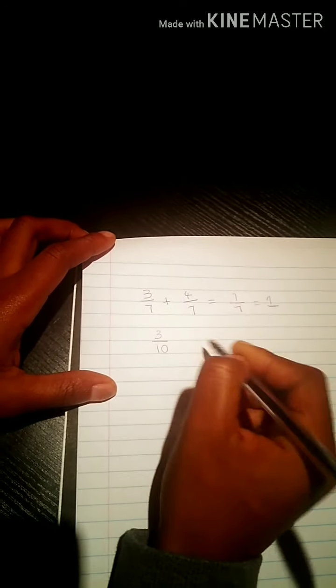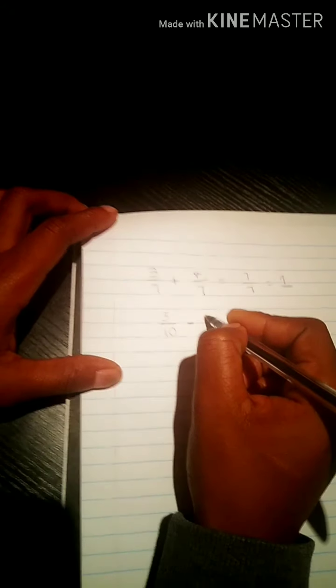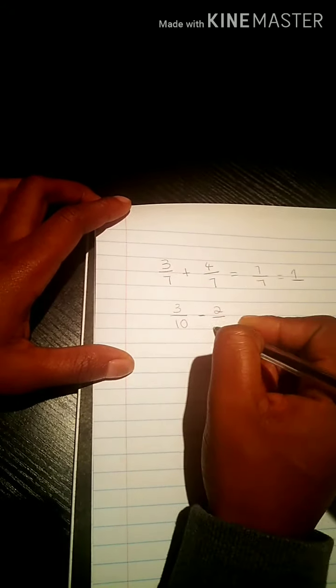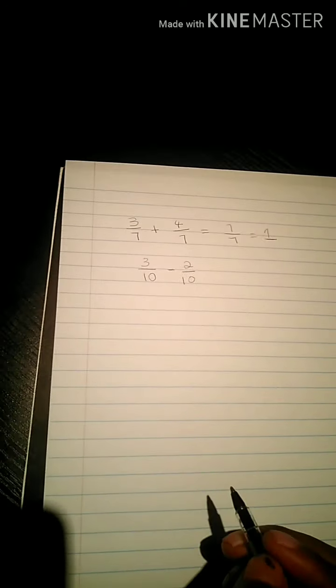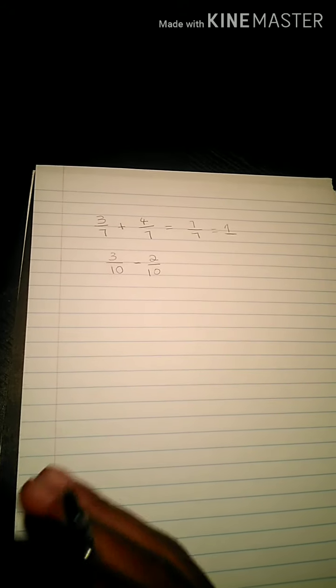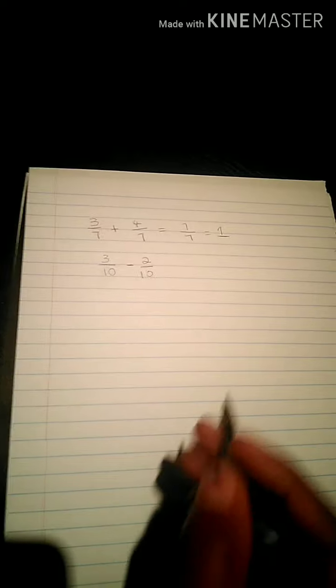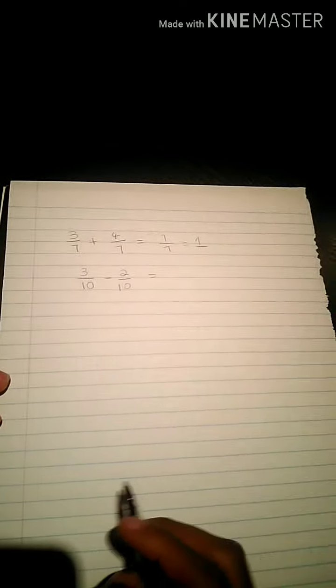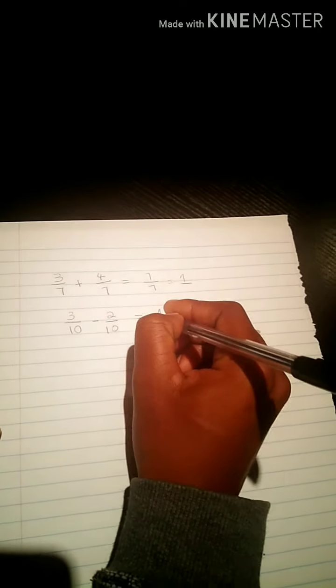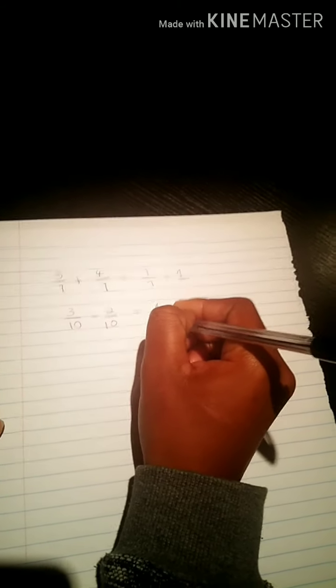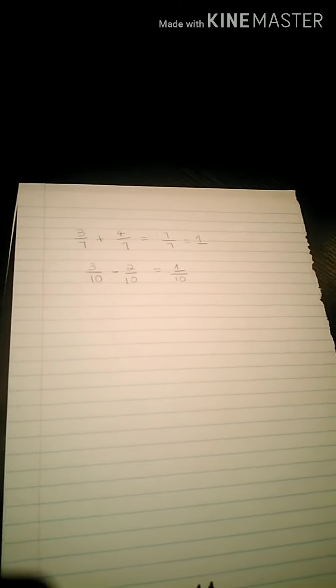Okay, another example that we remember from the previous lesson is that when you are given 3 over 10 minus 2 over 10. Now, what do we see? We know that the denominators are all the same. When the denominators are the same, we just subtract the numerators. We have 3 minus 2. 3 minus 2 is what? It's 1. And our denominator remains the same, which is 10 in this case.